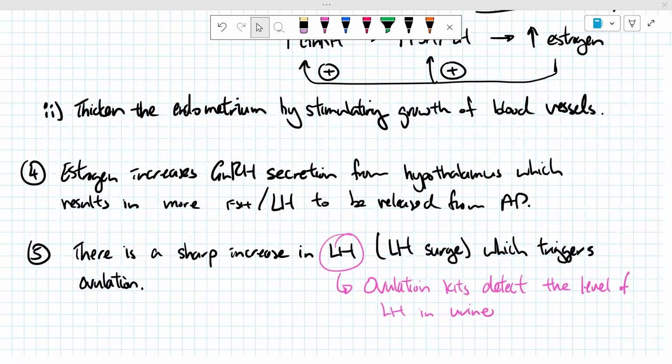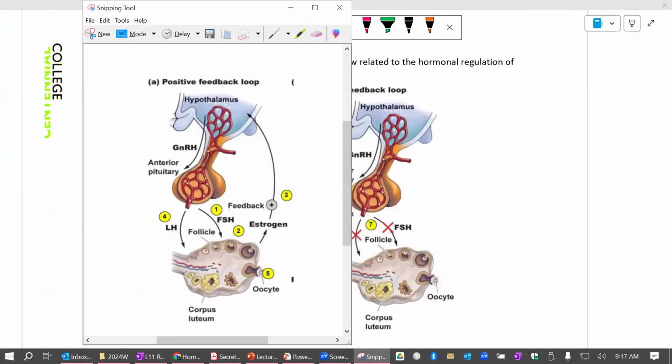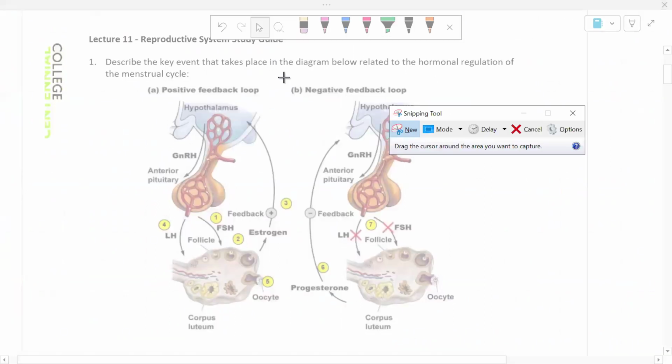Are we okay? All right, I'm just going to go back and grab the other picture. Here.